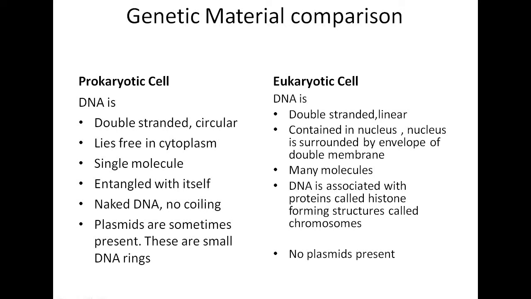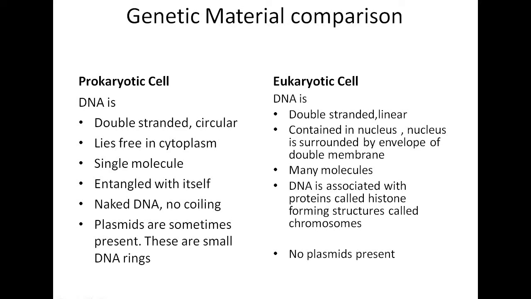Prokaryotic cells have their DNA entangled with itself, while in eukaryotic cells the DNA is associated with a protein called histone, histone molecules which form a structure we know as chromosomes. Prokaryotic cell DNA is naked. It means it is not associated with any additional structure. There is no coiling as well.